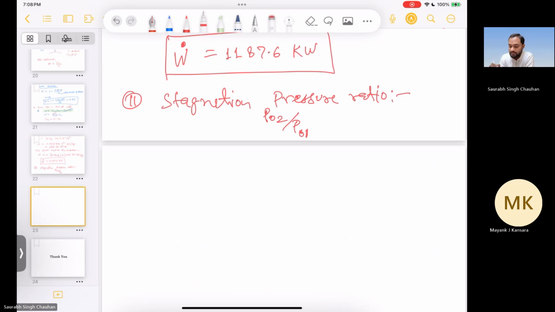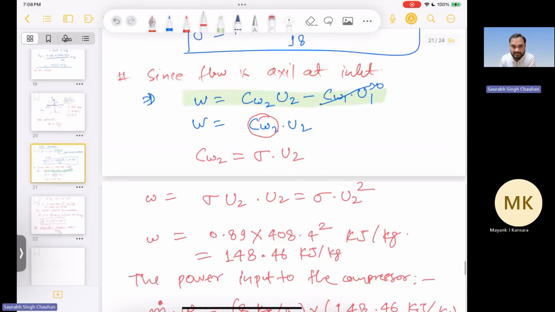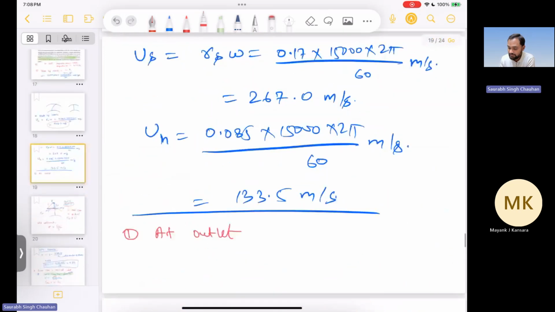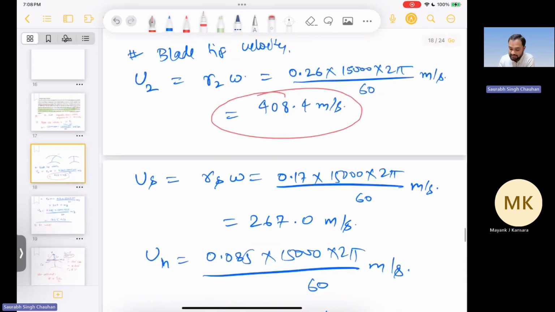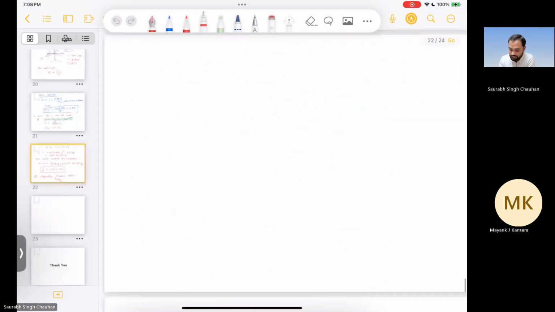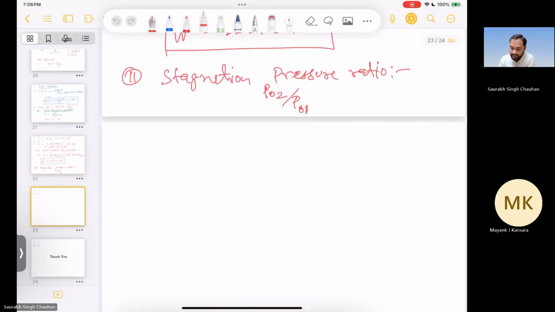To find the pressure, we can use the temperature. So first of all, I think we can calculate the temperature. How will we calculate the temperature? Since isentropic efficiency is given, right? This total to total efficiency is 0.79. So I think we can use that.